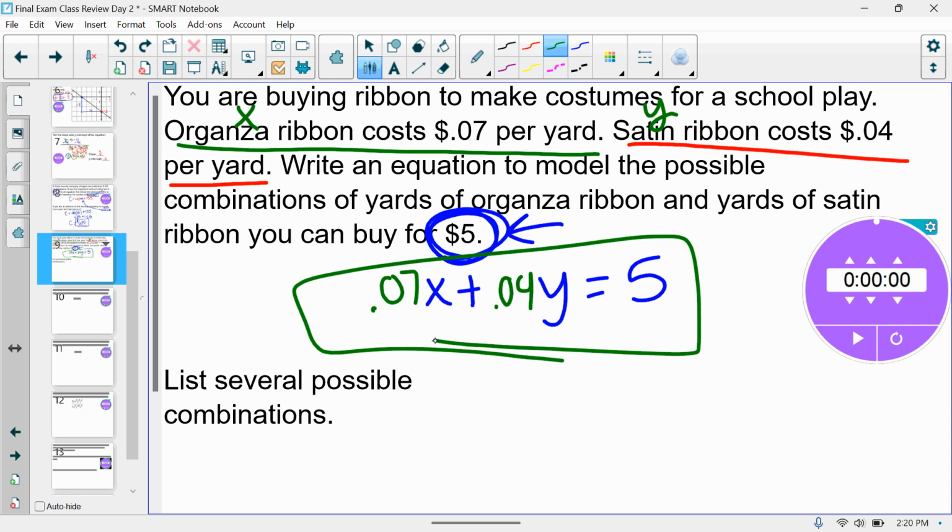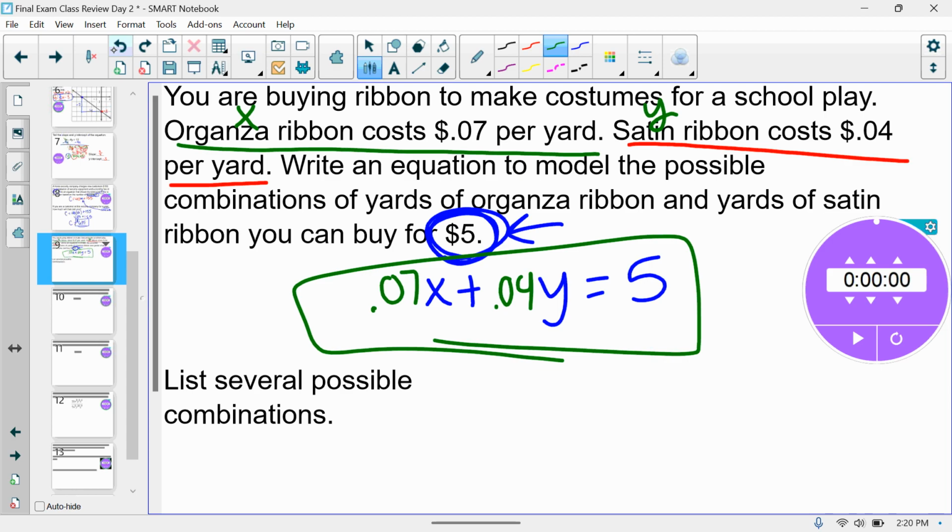If we want to list it, now there's different combinations you could have, right? Like maybe you can buy 10 yards of organza ribbon. You would then have to figure out, after I buy that, how much money is left to buy the satin ribbon. Or maybe you only want to buy 5 yards of organza ribbon. Then you want to figure out how much money you will still have left to buy the satin if you want it to add up to 5 every time.